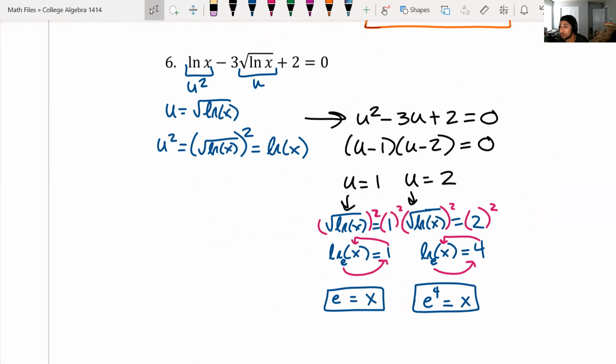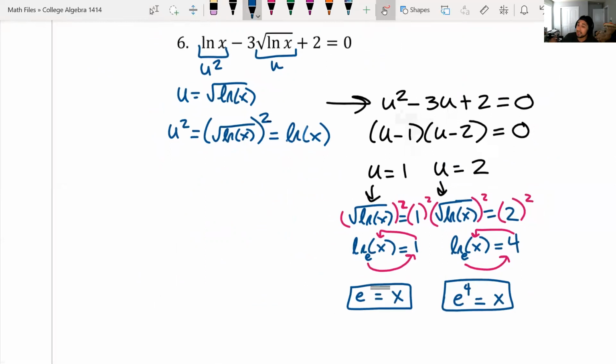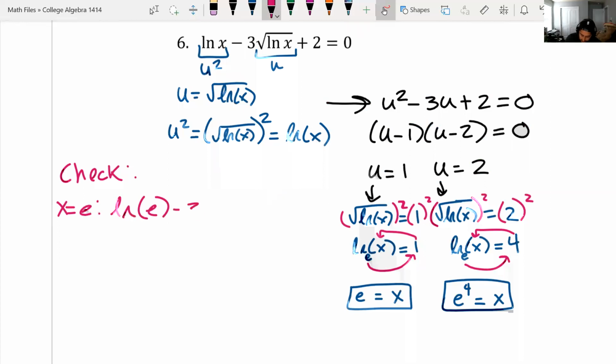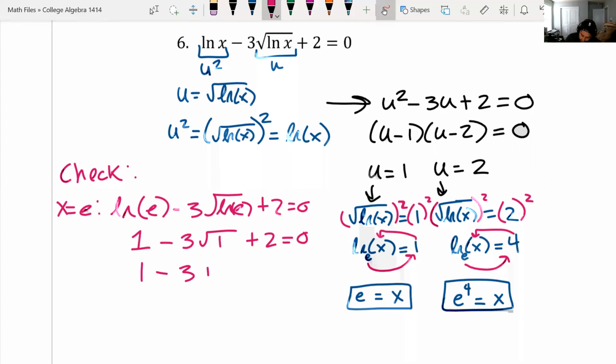Care to see which one is extraneous or not? Or do they both work? Let's see. I think we have time. So if we plug in e first, right? Let's say check. So at x equals e, we get natural log e minus 3 square root natural log e plus 2 equal to 0. Well, remember that the natural log of e is 1. So you get 1 minus 3 times the square root of 1 plus 2 equal to 0. And you'd get 1 minus 3 plus 2 equal to 0. And that would give you negative 2 plus 2 equal to 0. Check.